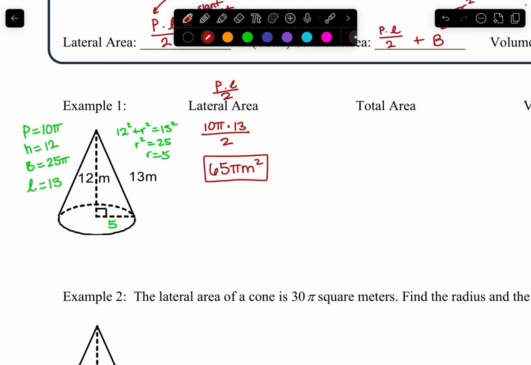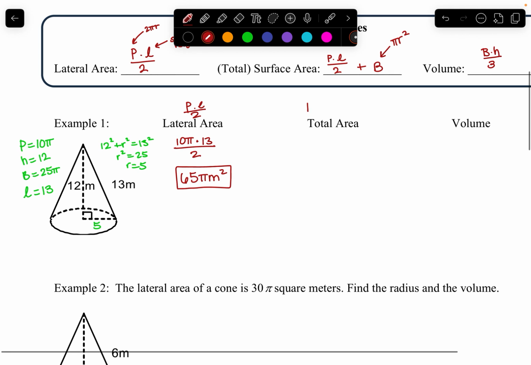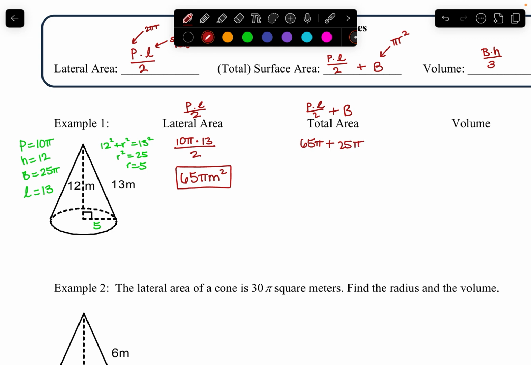My child's in here. Total area is our lateral area plus 1B. So this will be 65 pi plus big B is 25 pi. So 65 plus 25 equals 90. So this will be 90 pi meters squared.